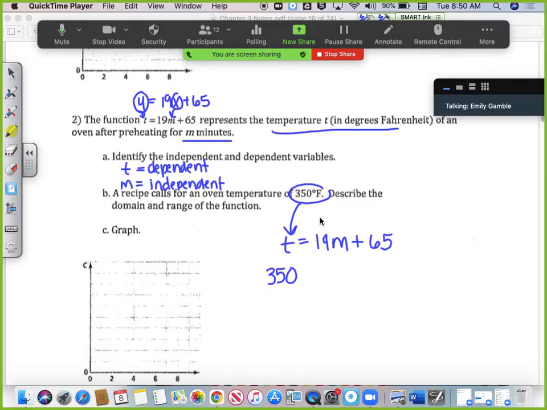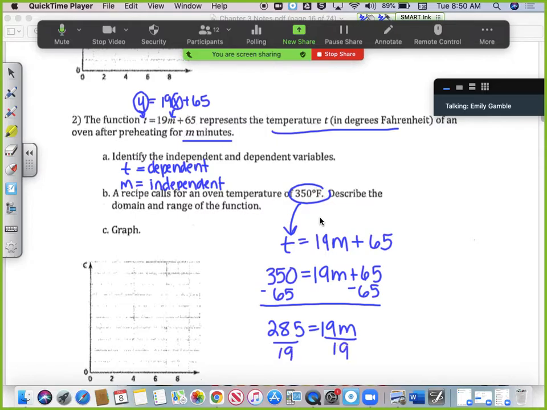And I'm going to solve this equation and see how many minutes it takes to get the oven to be 350. So we've already done this type of problem in previous chapters. To solve a two-step equation, I first would subtract 65 from both sides. 350 minus 65 gives me 285. And then to get rid of the 19 times M, I do the opposite. I would divide by 19. And this answer is going to tell me how many minutes it takes to preheat an oven to 350.